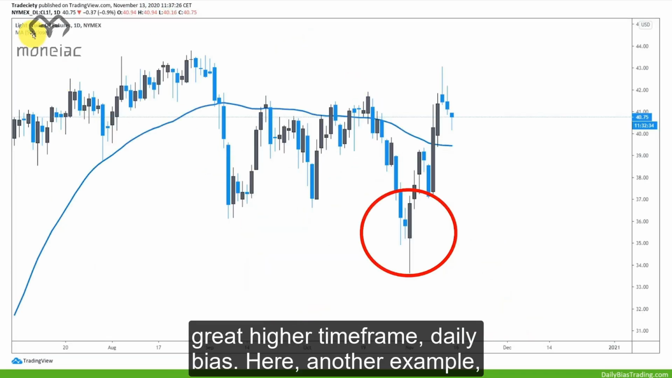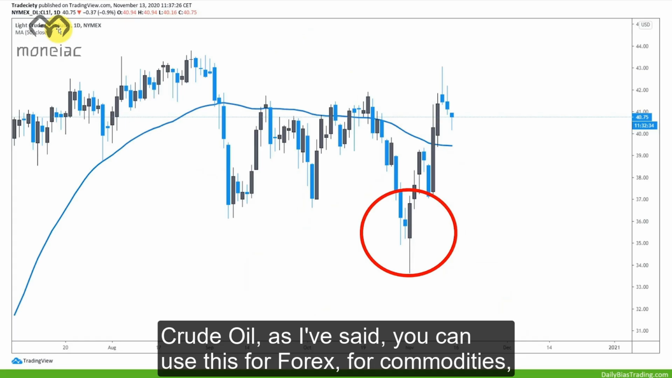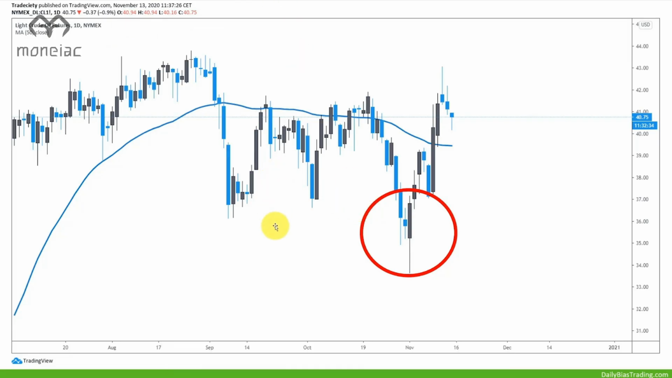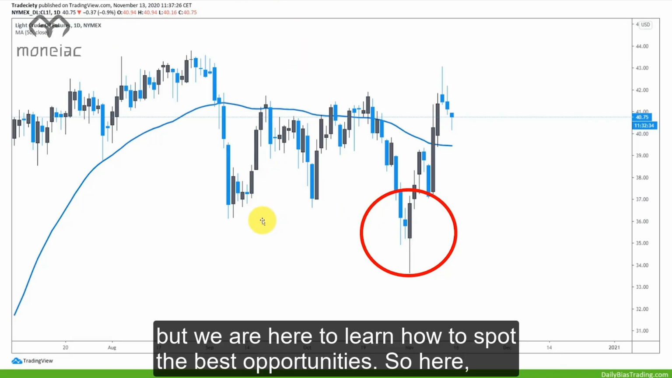Here, another example, crude oil. As I've said, you can use this for Forex, for commodities, for stocks, for indices. I traded across all the markets and it always works very, very well. Obviously, nothing works 100%, but we are here to learn how to spot the best opportunities.